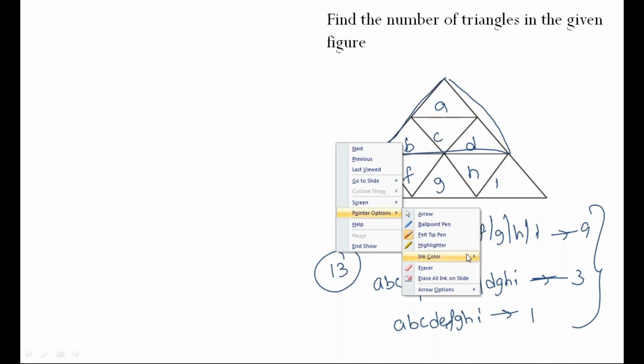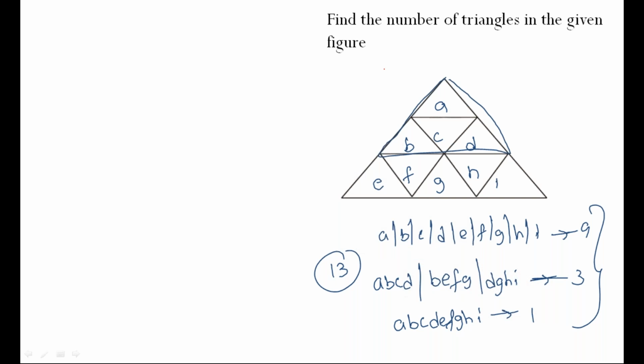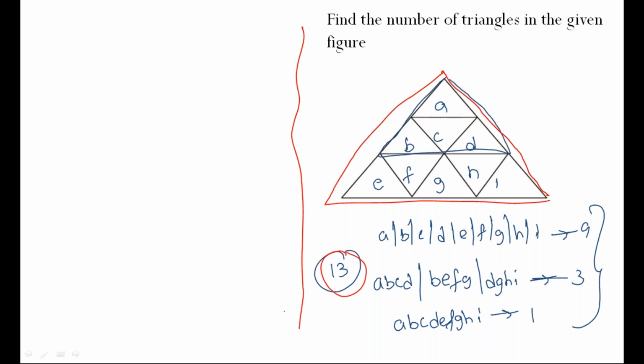A few people responded 15, it's also wrong. Okay, this entire one is also a triangle, right? So total, 9 plus 3 plus 1, we'll get 13 triangles, right? Now I'll give a shortcut for this. After solving a lot of examples, going through all these examples, we finally fixed one formula for this.